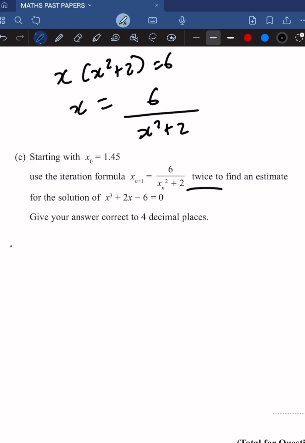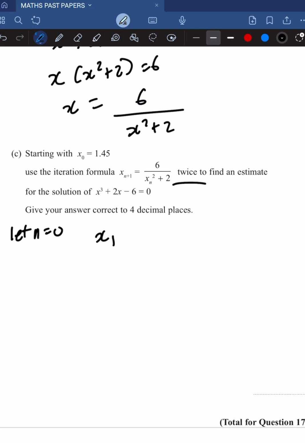Now, the first thing I'm going to do is let n equal 0. So this is my first iteration. So x1 is 6 over x0 squared plus 2, where x0 is 1.45. Put that in the calculator: 6 over 1.45 squared plus 2. I'm just going to leave it as a fraction. So 800 over 547. So that's x1.